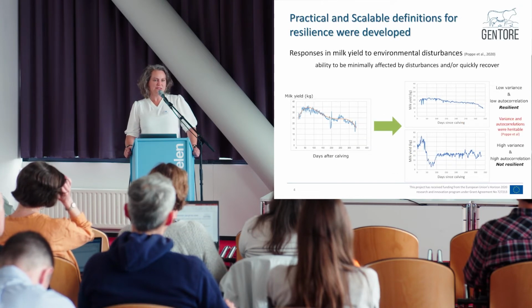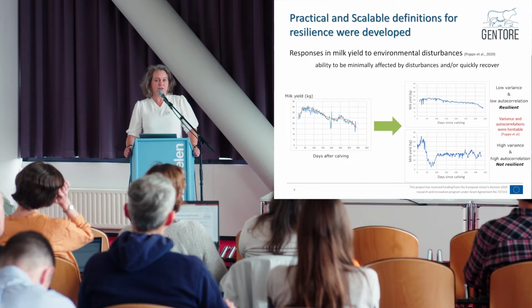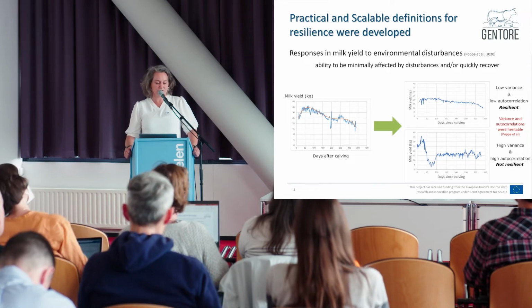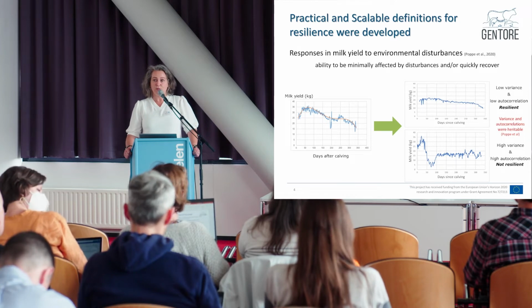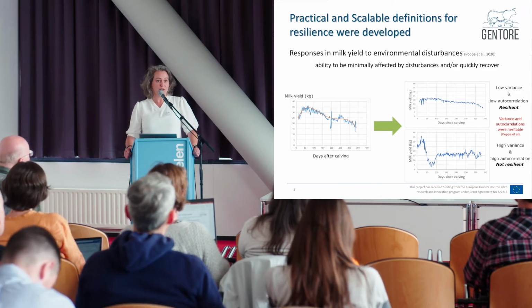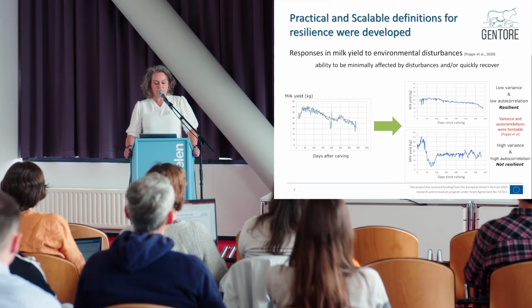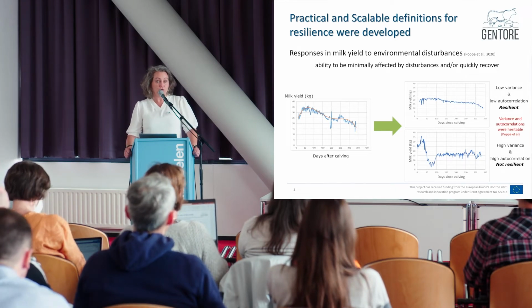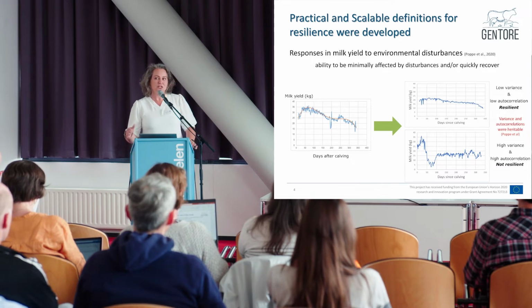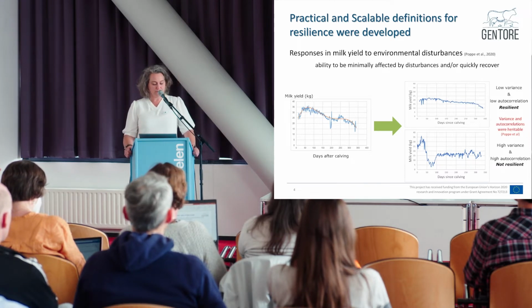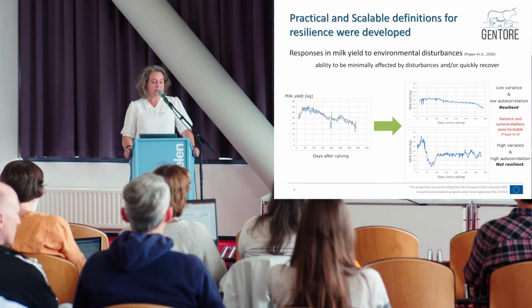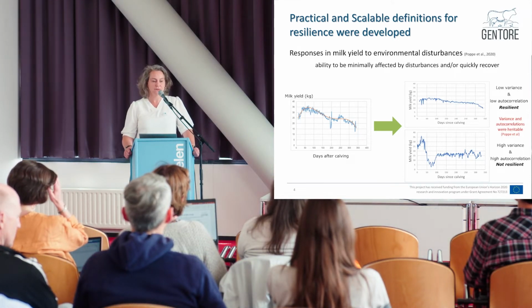So at the start, we did not have a practical and scalable definition, particularly not for resilience. So we worked on several approaches to do so within GenTORE. One of the approaches that we used was developed by Marieke Popper and her colleagues. She used the responses in milk yield to environmental disturbances, with the assumption that resilience is the ability of an animal to be minimally affected by disturbances, and if they are affected, to recover quickly.